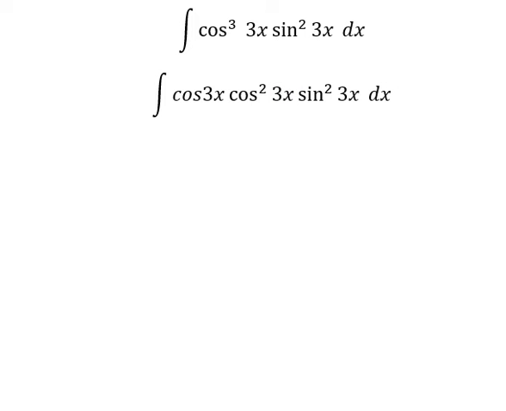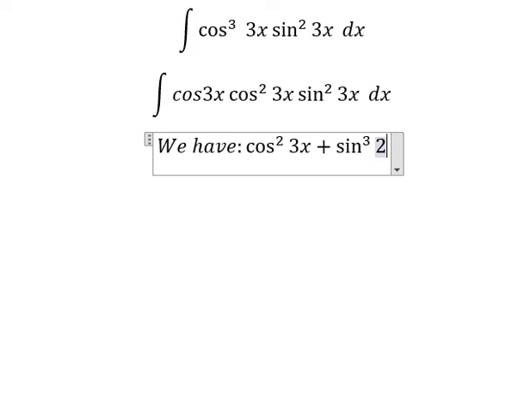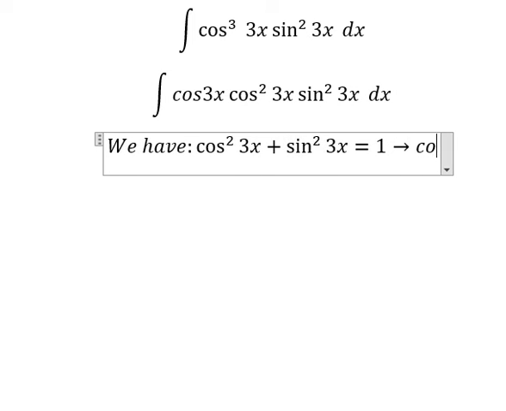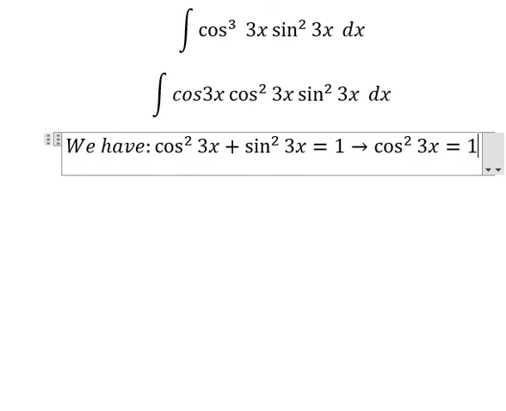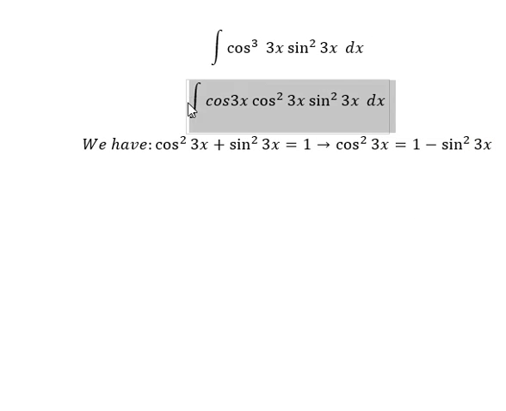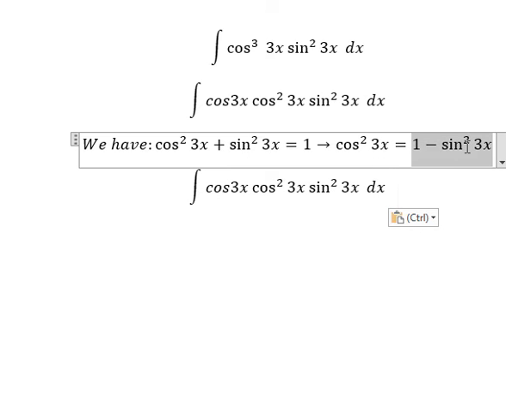Next we have the formula cosine 3x squared plus sine 3x squared equals to number 1. So we have cosine 3x squared. So I will put this one go to the right. Now I will change this one into this one.